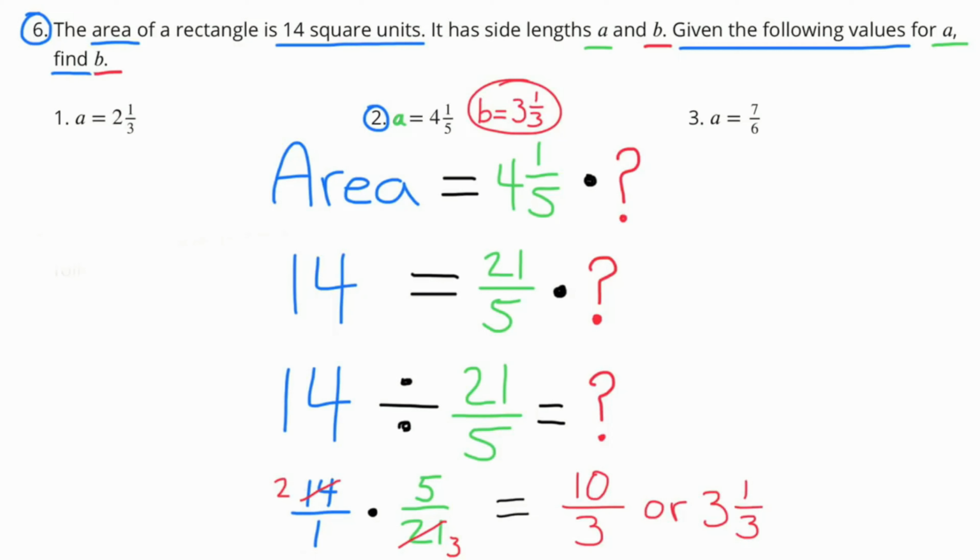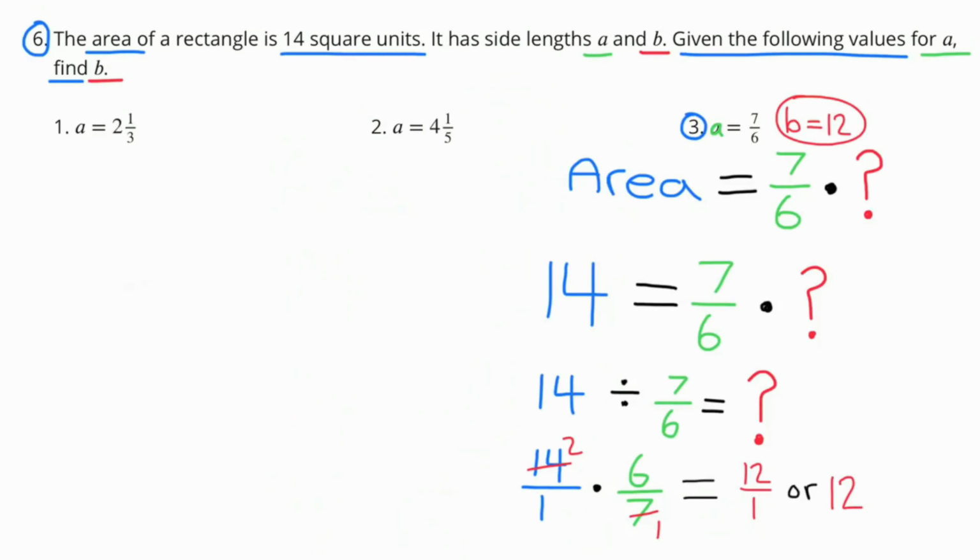And to figure out what that unknown number is, we can do 14 divided by 4 1/5, or 14 divided by 21/5 equals the unknown number. We can find that answer by multiplying 14 by the reciprocal of 21/5. 14 times 5 over 21 equals 10/3, or 3 1/3. B equals 3 1/3.